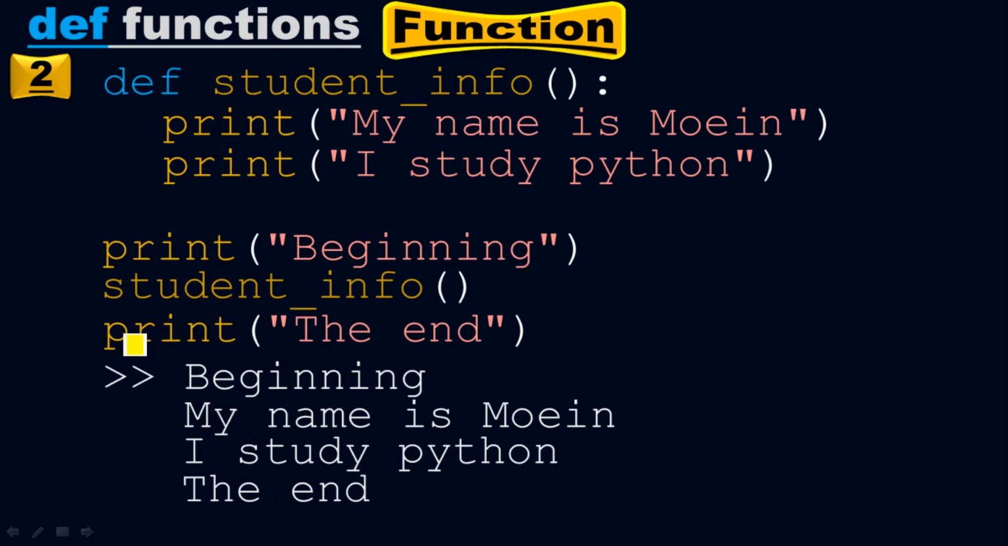And then I have one more print function, print of "the end", which comes after the defined function. This will be the ending statement. So we will have the end. I hope it is clear now how the defined function operates, from where it operates, and how it executes. It is a step-by-step process.